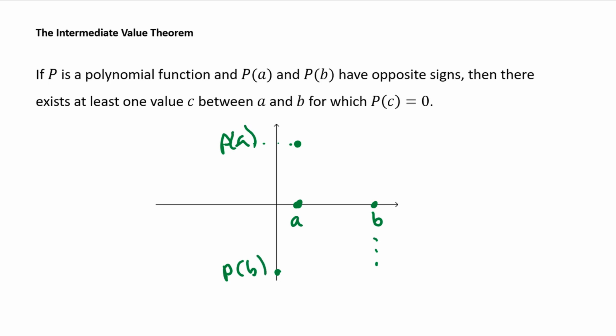So if we were to graph this function that's smooth and continuous, notice the thing that this graph must do. It has to go through the x-axis. So the intermediate value theorem says if a function value goes from positive to negative, or likewise negative to positive, then there has to exist some c so that the function equals 0.